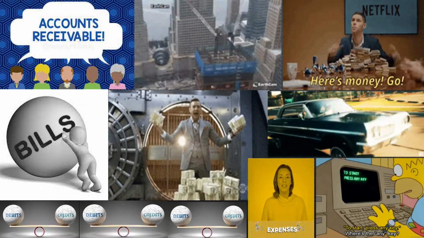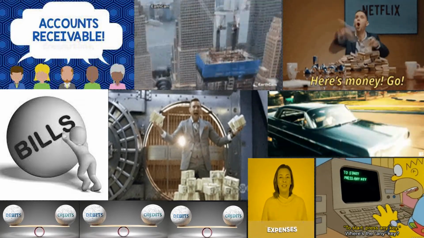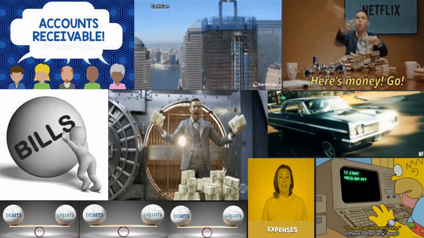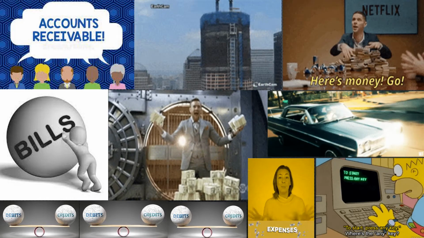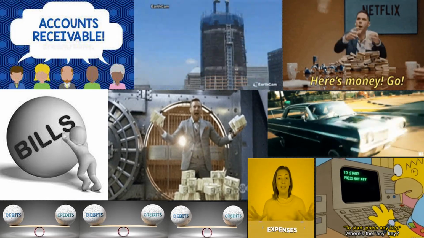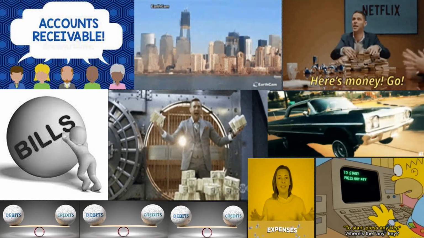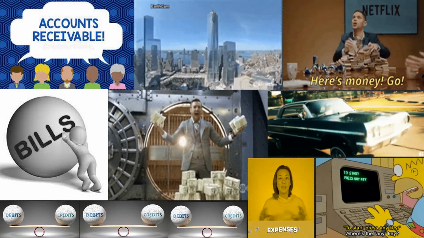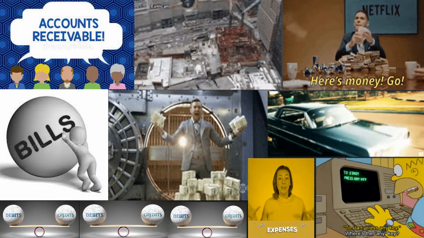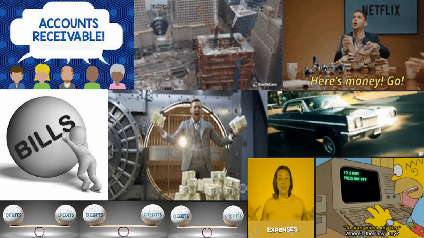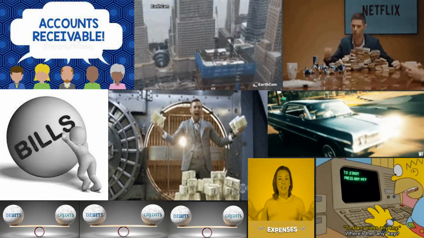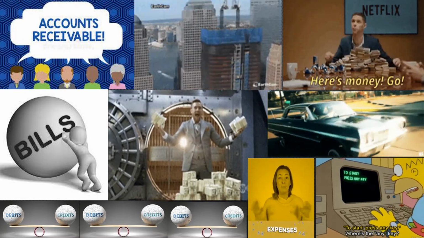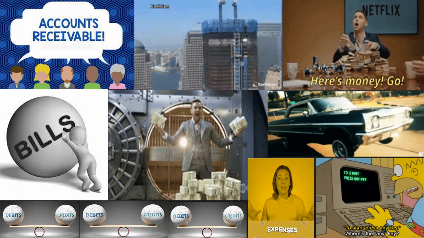Drawings. Drawings is a type of negative owner's equity, and in this case has a debit nature. Drawings only has a debit nature. It can never be a credit. Now, an accounts payable or a bill owing is a liability, and a liability has a credit nature. So therefore, it does not have a debit nature.